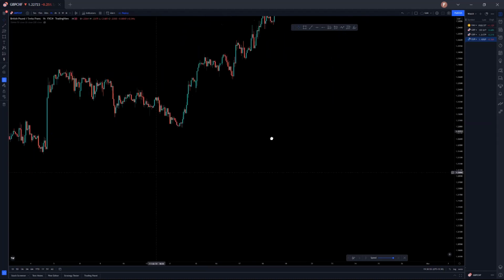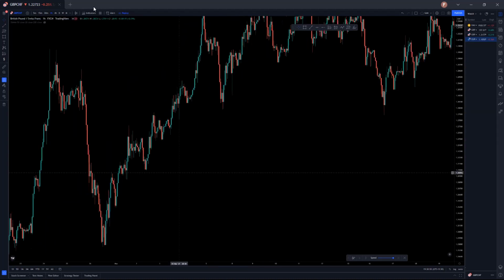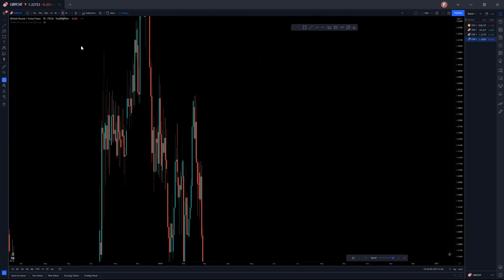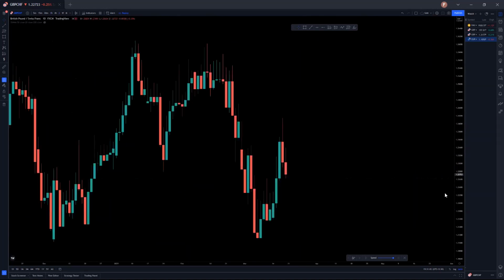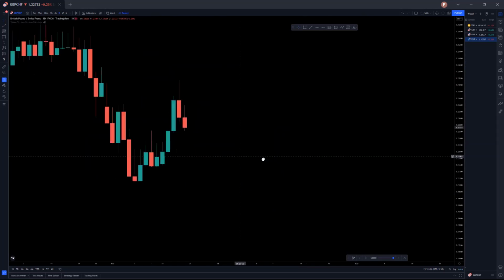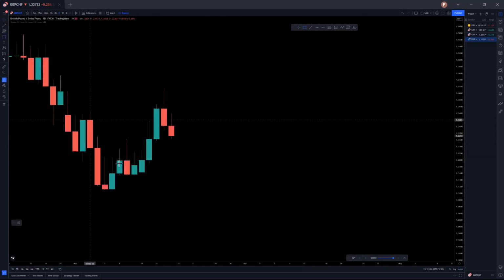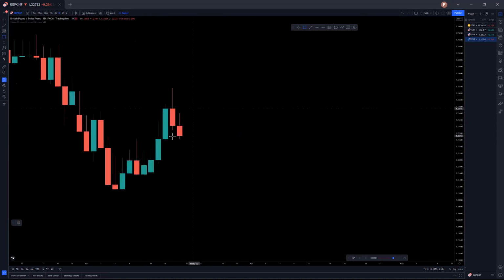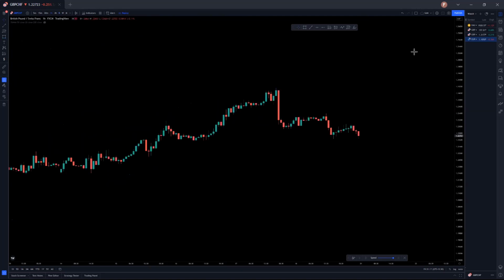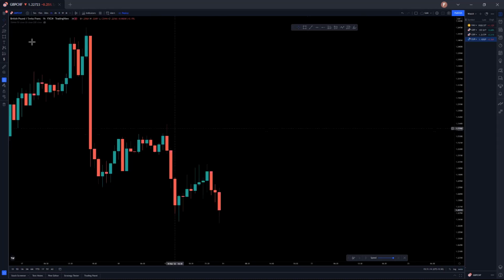All right, now let's come to the entries. Now you know how to anticipate the behavior of the market. You need clean structures. Now let's try to capture the shorts here. Like this candle, as I mentioned, I took shorts somewhere around here.